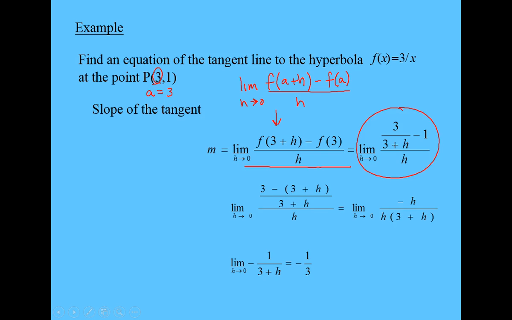Now we could find the equation of that tangent line by using the point 3, 1. And this time I use the point slope form of the line. So that is the equation of the tangent line. And if we wrote it in general form, we would get x plus 3y minus 6 equals 0. That's still the equation of the tangent line at a equals 3.